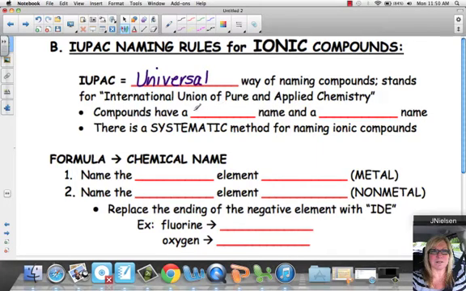So compounds have a common name and they also have a chemical name. There's a systematic method for naming ionic compounds, and we're going to concentrate on the chemical name. We always name the positive element first because it's always written first. And we name the negative element second.